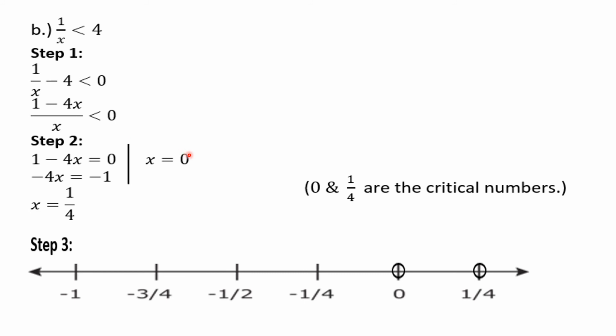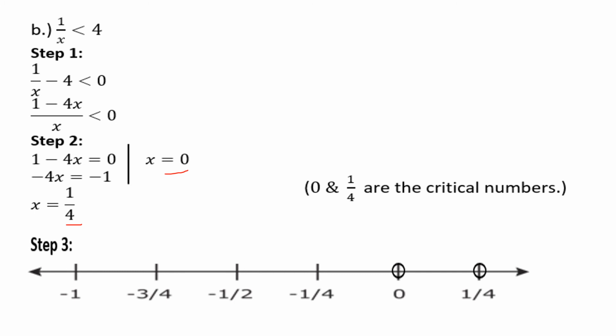Step 2 is to equate the numerator and the denominator equal to 0. So our numerator is 1 minus 4x equals 0. Our denominator x equals 0. And then solve for x. So we have here x equals 1 all over 4 and x equals 0. Then we plot this on our number line. So we have here 0 and 1/4. So we locate 0 and 1/4 on our number line.